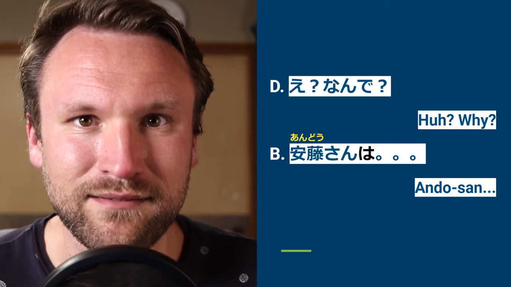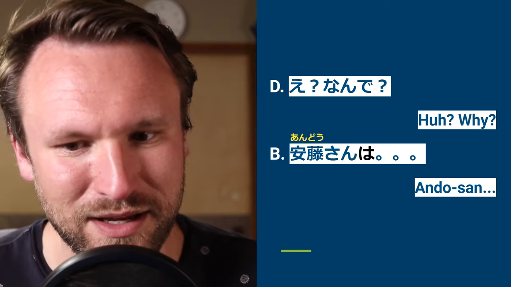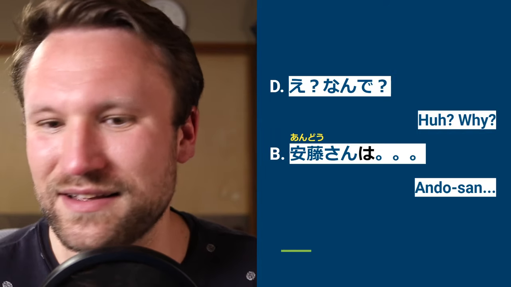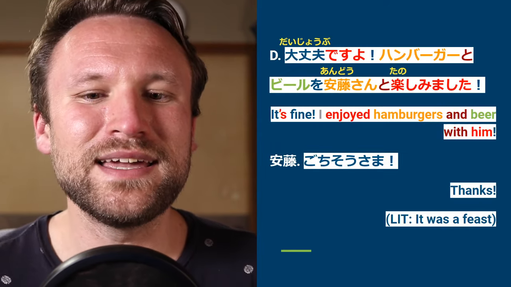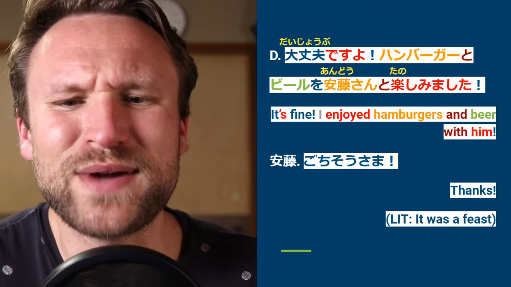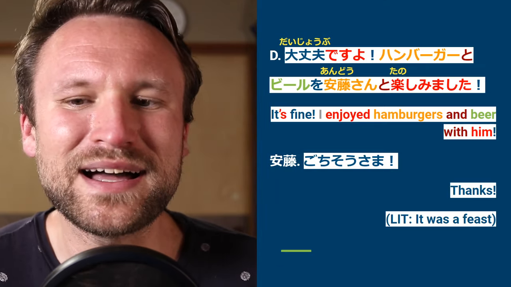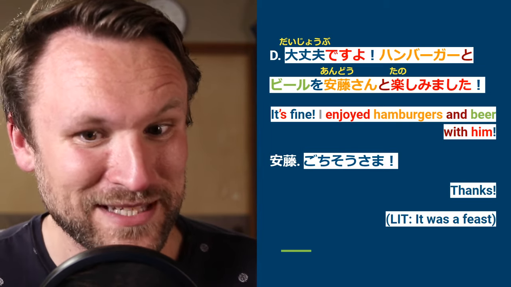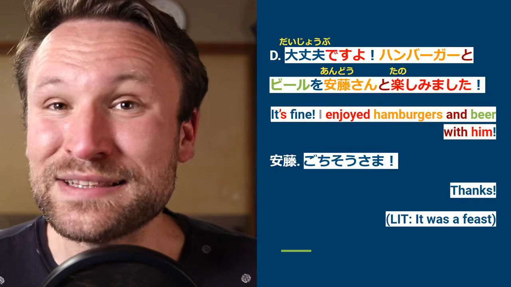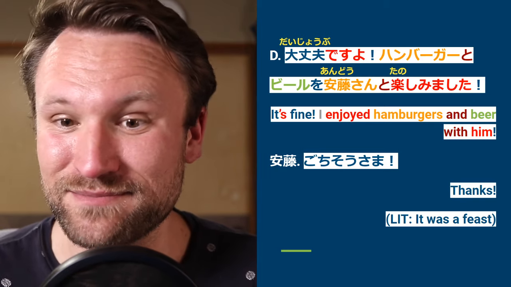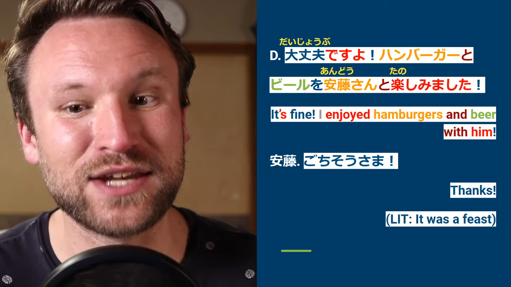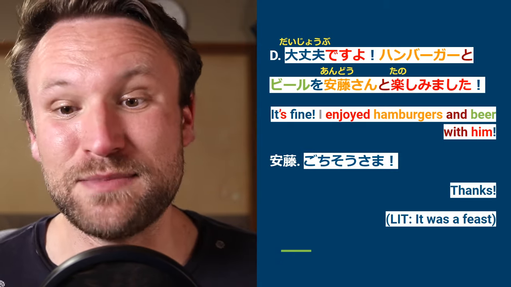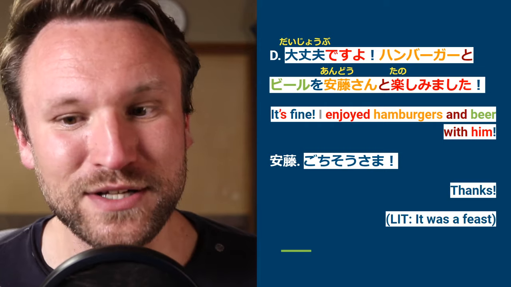安藤さんは… Topic is 安藤さん. I'm implying that 安藤さん is the reason I'm sorry. 大丈夫ですよ。大丈夫 means it's okay. It's fine. ハンバーガーとビール。Hamburgers and beer. So we've got the first と, which means an. を。安藤さんと。With 安藤さん。楽しみました。楽しむ means to enjoy. And we're using the past tense. 楽しみました, which means I enjoyed.